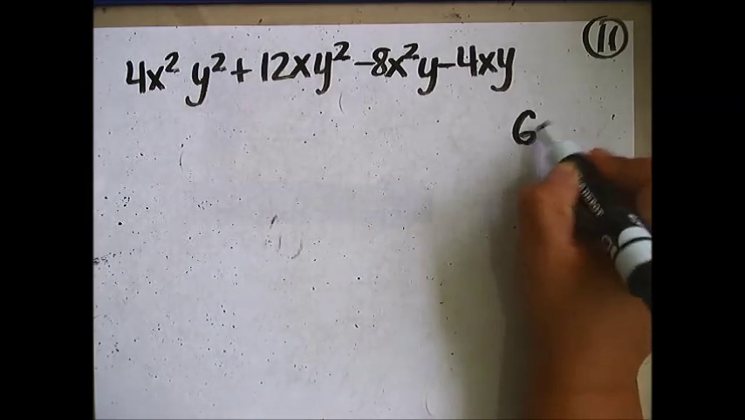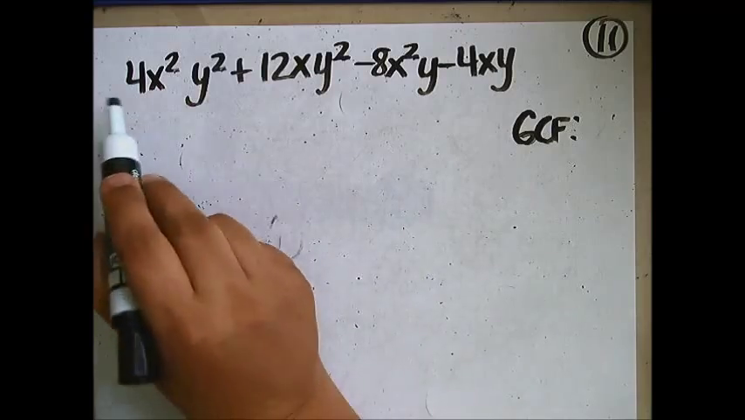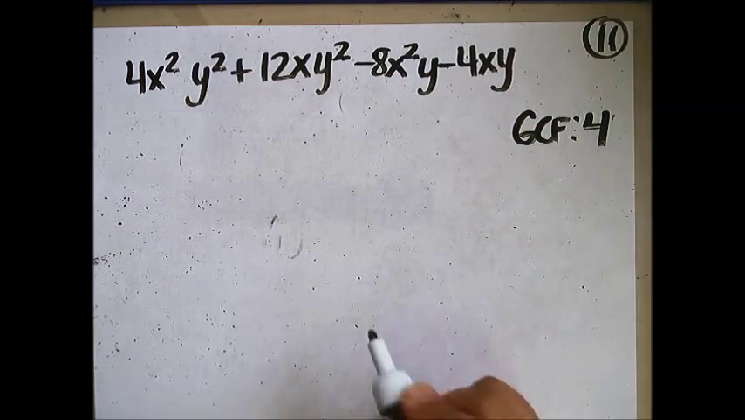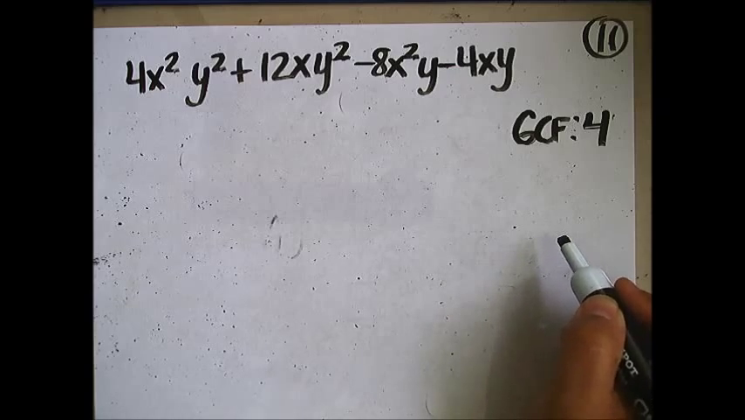Okay, again, the greatest common factor. Let's look at the numbers. We have 4, 12, 8, and 4. So it looks like my greatest common number will be 4. Greatest common factor for the numbers is 4.